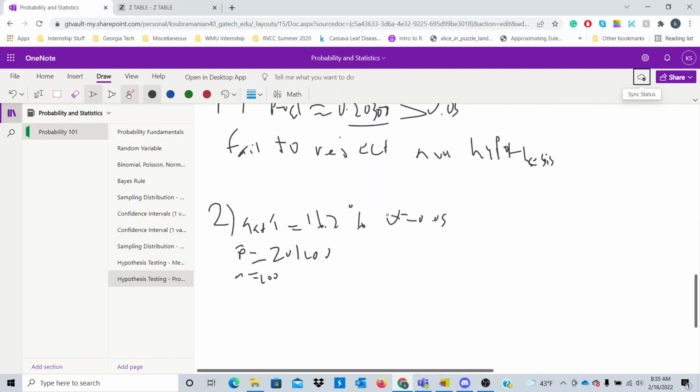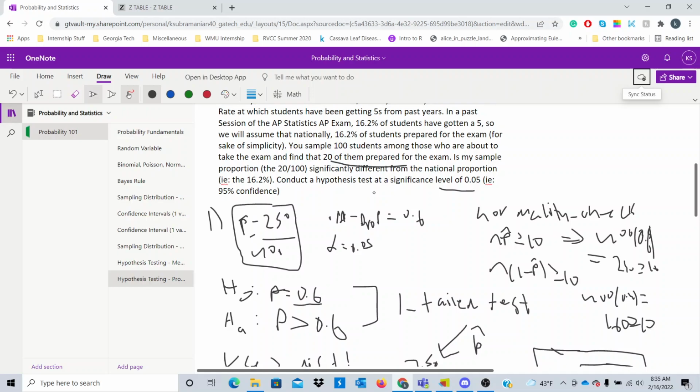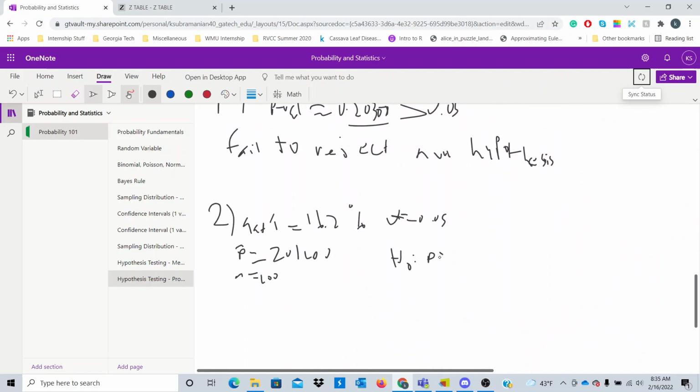Okay, so now that we have our alpha, let's write our hypotheses. So we need the H naught, right? In this case, our null hypothesis, or our baseline assumption, is that the proportion is actually 16.2%. So it is plausible that, as a baseline, 16.2% of students actually prepared for the AP exam. So we're going to say p equals 0.162.